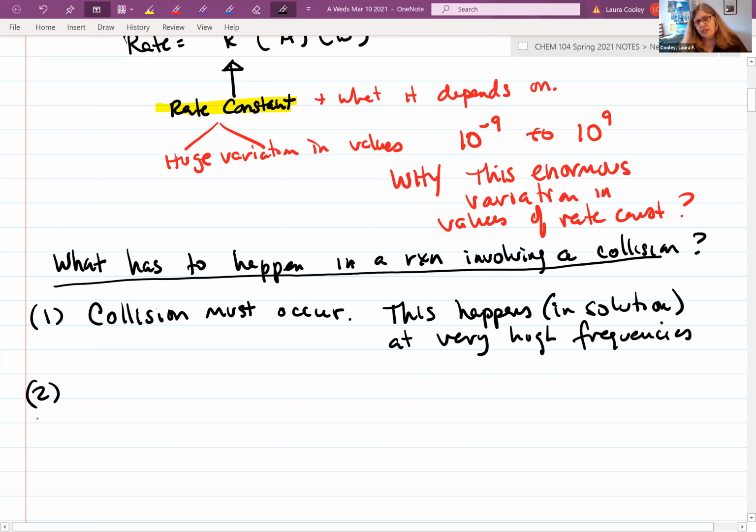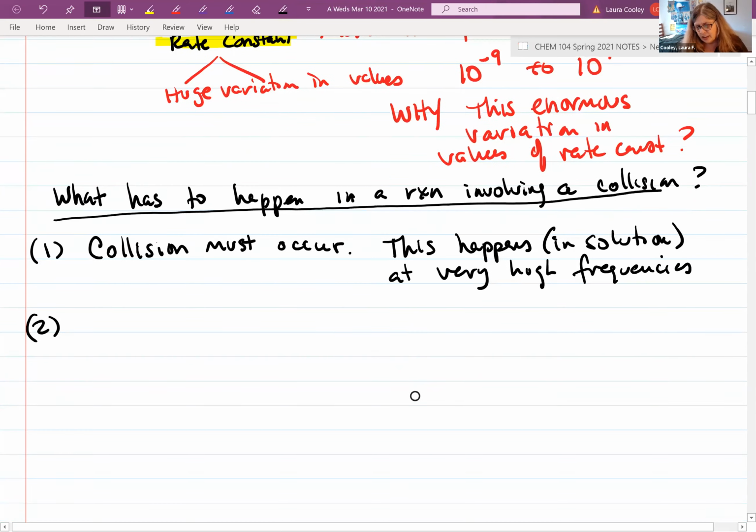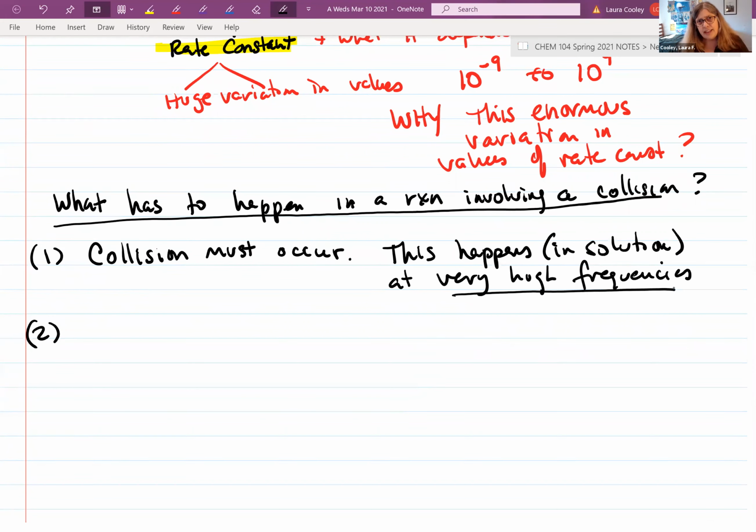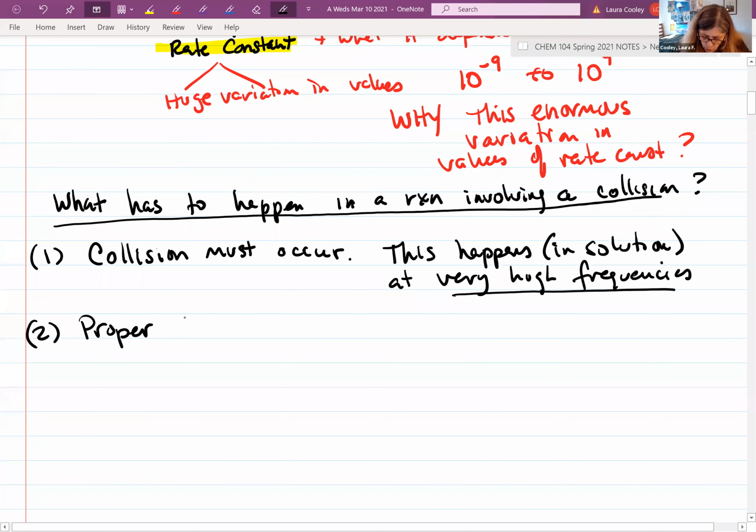Obviously, if a reaction relies on a collision, then the collision has to happen. And usually that's a pretty high frequency, so we call it the frequency of collisions. I'll come back to that. But there's another important thing that has to happen during that collision: it can't be just any collision. There must be the proper orientation of the molecules involved.